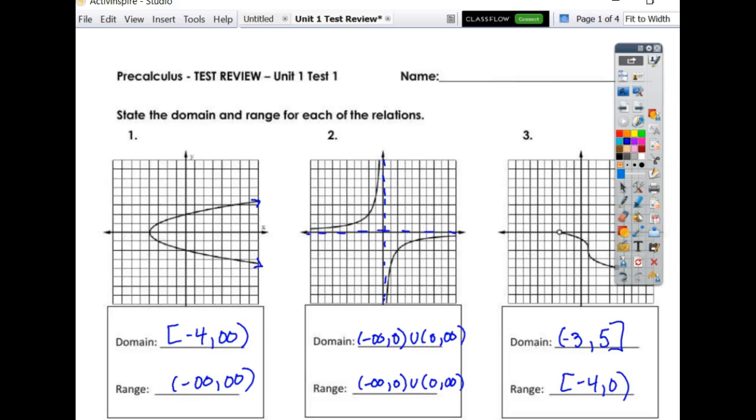Okay, on the domain and range. Shh. So on the first one, okay, don't let me interrupt your discussions here.